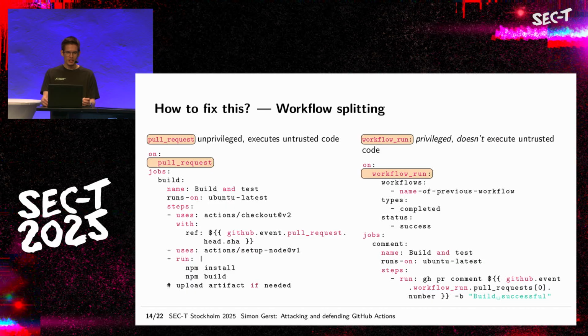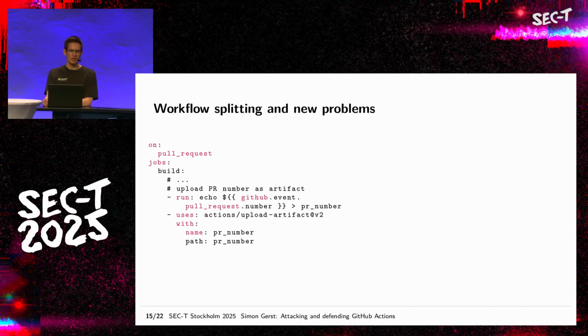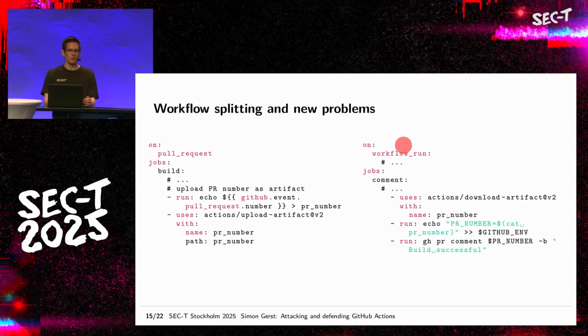Is everything secure now? Unfortunately, no. Workflow splitting also brings new problems. In this case, you want to save the pull request number as an artifact and reuse it later. So you write it into the PR number file, then you upload it to the GitHub service, and then in your workflow run, you download the artifact, and you get the value of the PR number and echo it into the special GitHub environment variable.